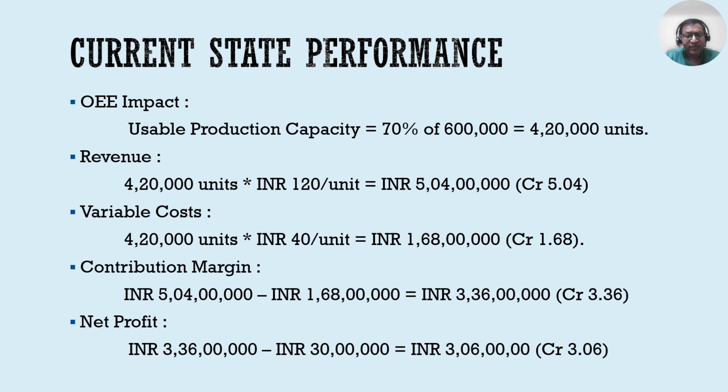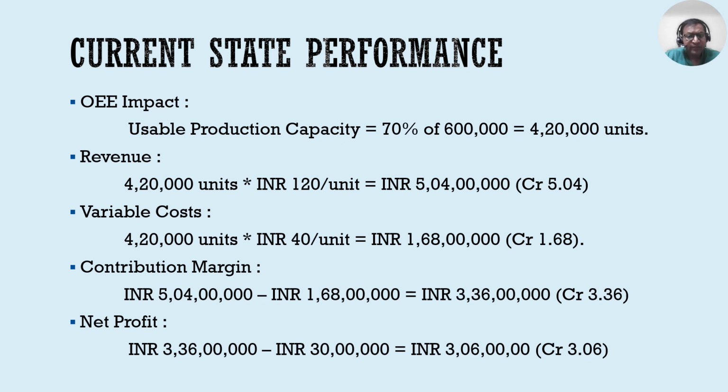We know that the variable cost varies with respect to the volume and revenue. Hence, the variable cost is equal to usable production capacity multiplied by variable cost per unit, that is 40 rupees per unit. Altogether it comes to 1.68 crore.